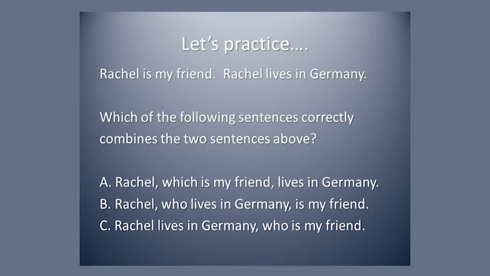Okay, we've just gone through a quick review of adjective and adverb clauses. So let's do a few practices. For this first practice, look at the sentences about Rachel. Pause the video while you decide which of the choices correctly combines the two sentences.